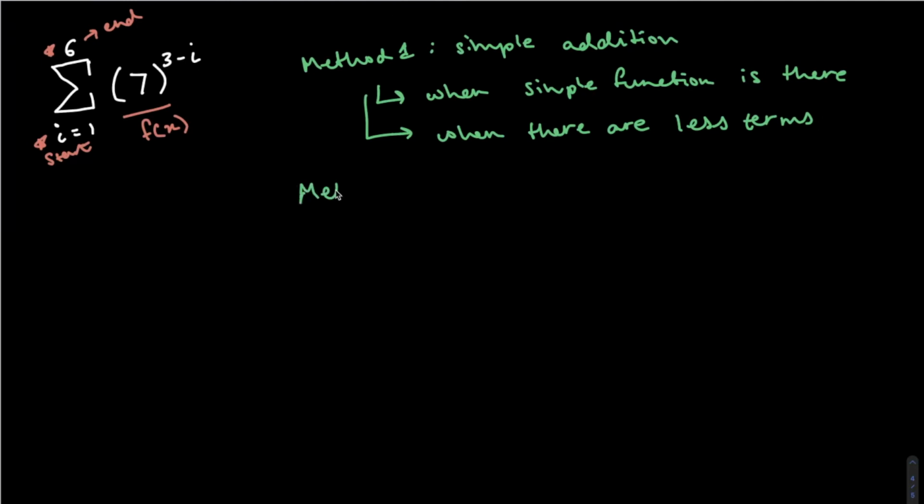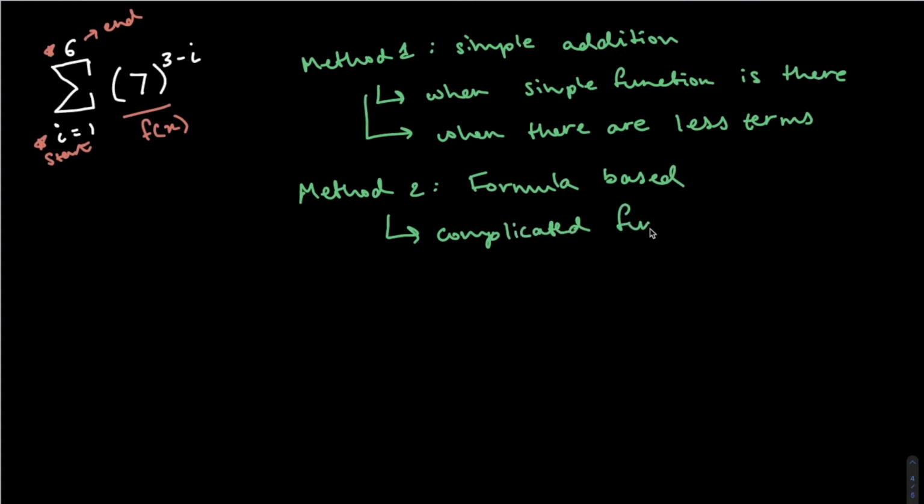So method 2 is more of the formula-based method. It is for when you have a complicated function, kind of the opposite, and when you have a large number of terms. Say 20 or 30. Even 20 can be a large number, because every time we have to sit and calculate this function for a different value of i, it will get tedious. It will get really hairy and lengthy. So, a large number of terms.